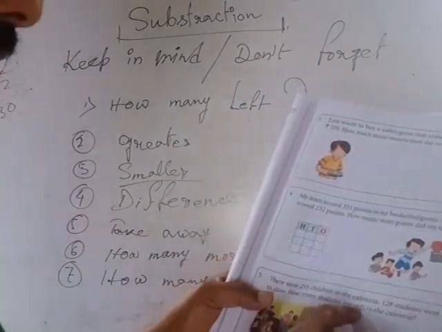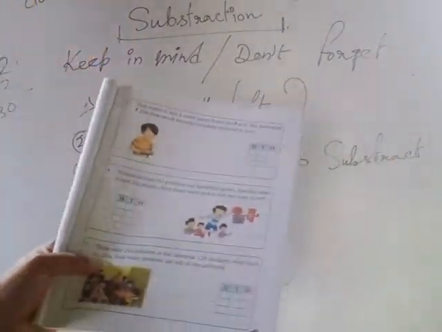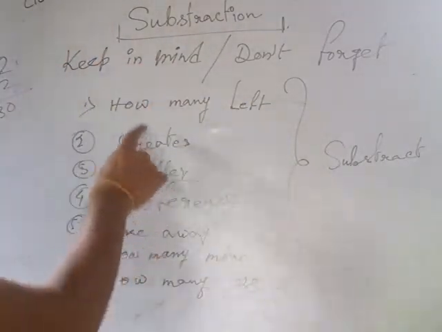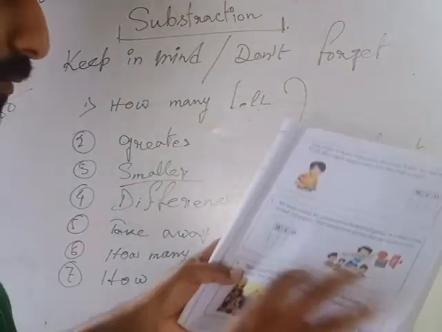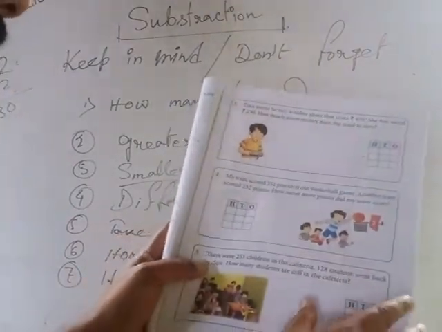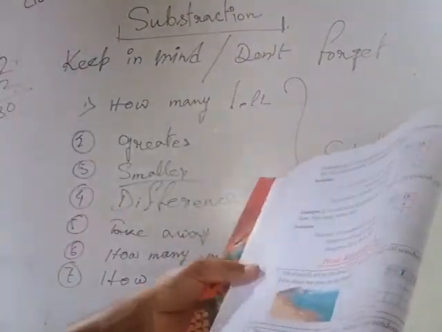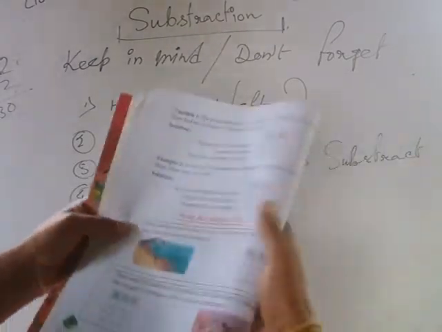How many students are still in the cafeteria? That means how many students are left? That also means the same, how many left. So you should subtract the numbers, this number from this number, the bigger number to the smaller number.